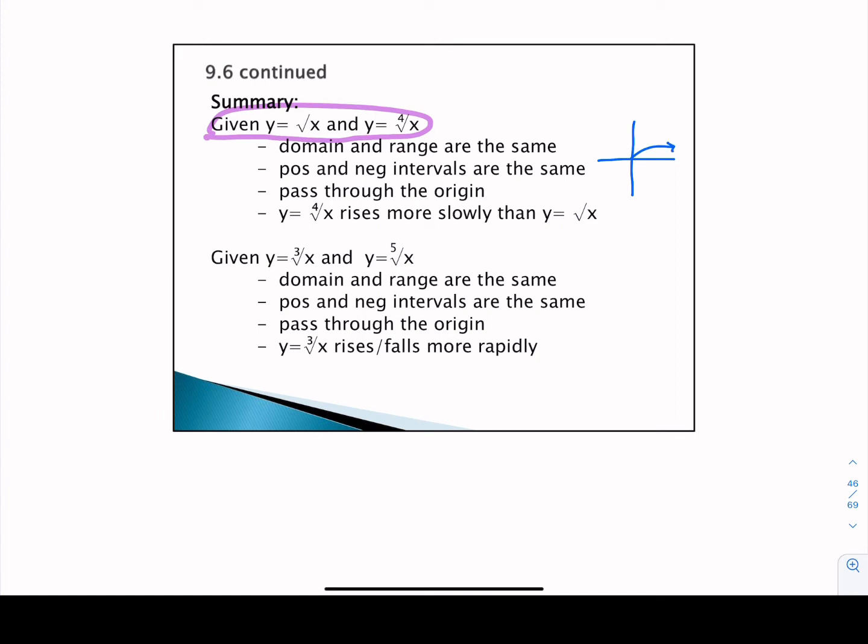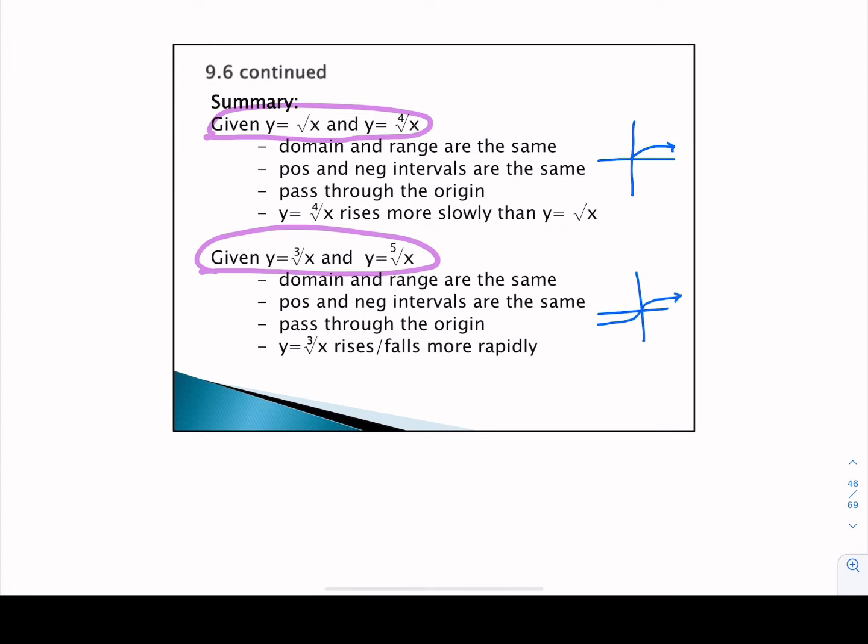This graph will always pass through the origin, but in comparison, the fourth root of x is going to rise more slowly than root x. And by slowly, we mean it's sort of tighter to that x-axis. If you are graphing instead an odd root function, so the cubed root of x or the fifth root of x, then again, domain and range are the same, but the shape this time looks a little different. It's kind of like that funky S-shaped graph.